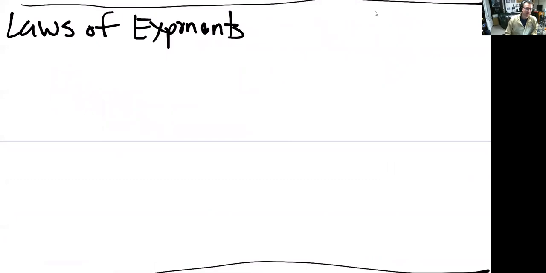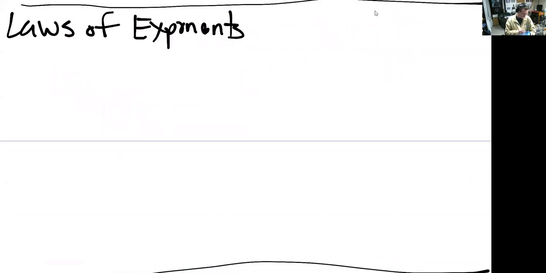So there are 7 laws that we're going to go through here for exponents. And then we're going to talk about a really common form of exponential that you'll see all over the sciences, in particular in chemistry and in physics, certainly, and in biology, I suppose, too. But it's all over the sciences.